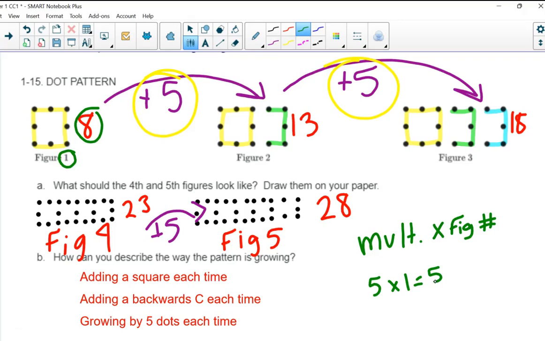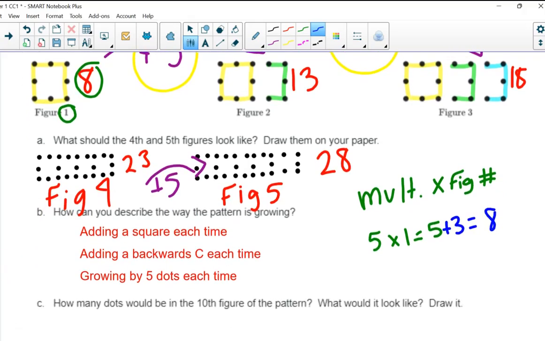So sometimes it's not going to work out perfectly. Sometimes after we multiply, we might have to add or subtract something each time. So 5 times 1 is 5. How much do we have to add to get to 8? 3, right? Well, let's see if that works each time. So our multiplier is 5, and then we add 3. Let's see if that works for figure 2.